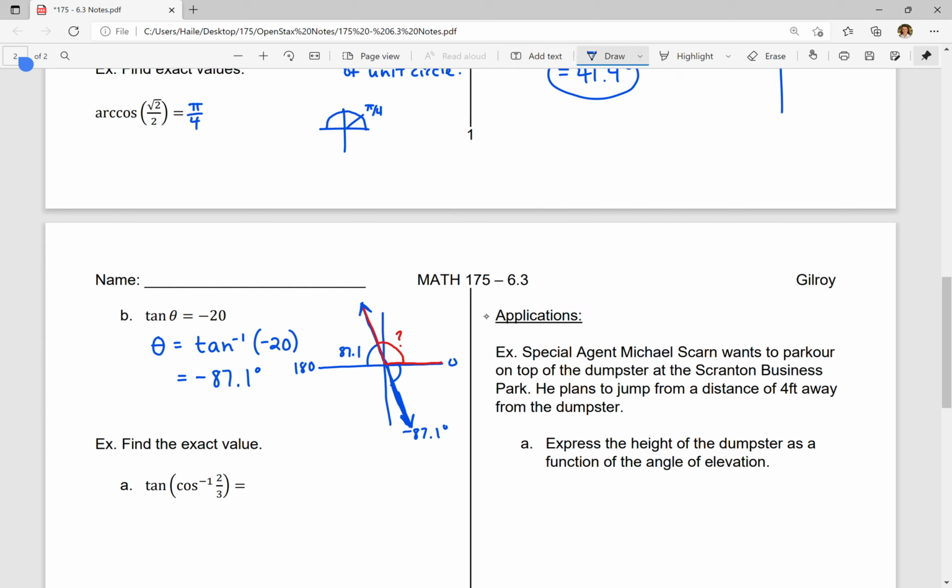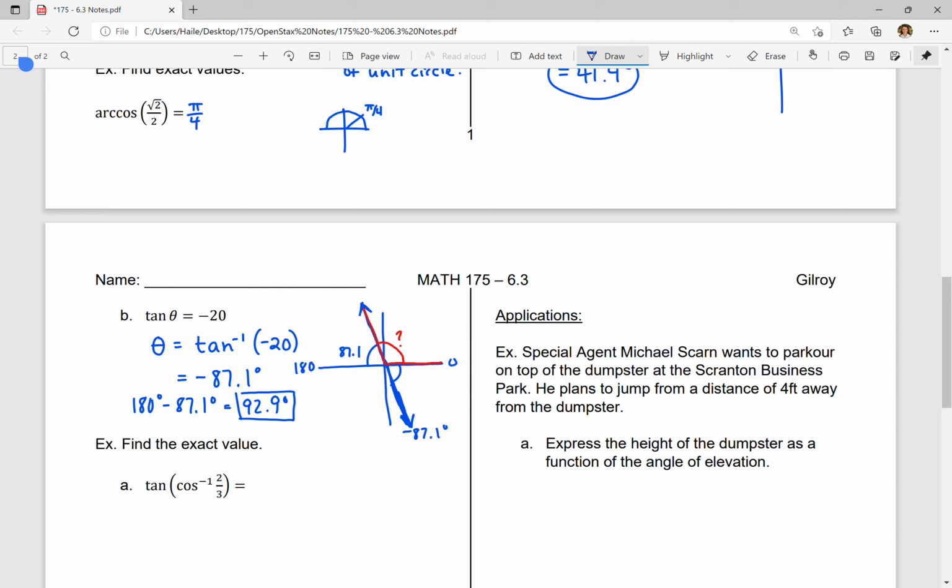Well, we can think about 180 degrees. Well, we know 180 degrees is the straight line here. And if we take away that angle of 87.1, we should be left with the red angle. So what we're going to do is do 180 degrees minus 87.1 degrees, and this should give me 92.9 degrees. So our answer is 92.9 because it's between 0 and 180 degrees.